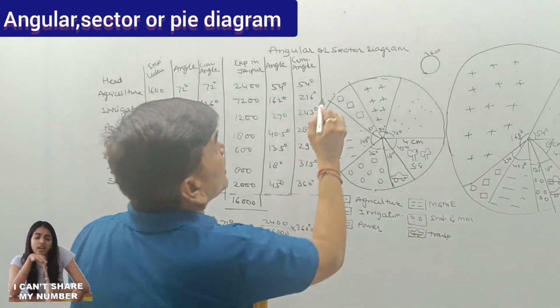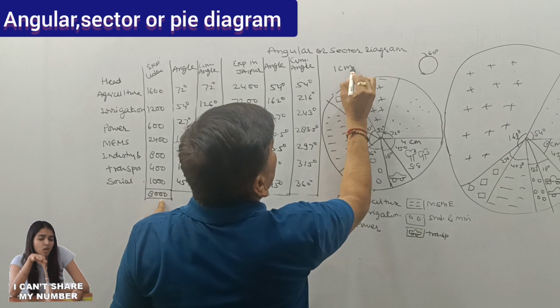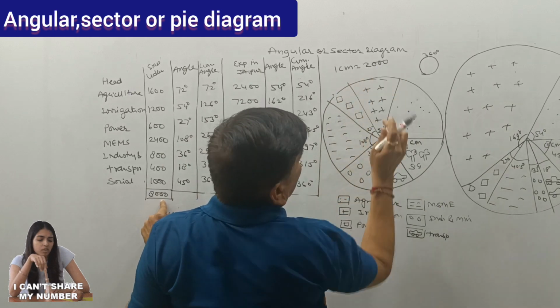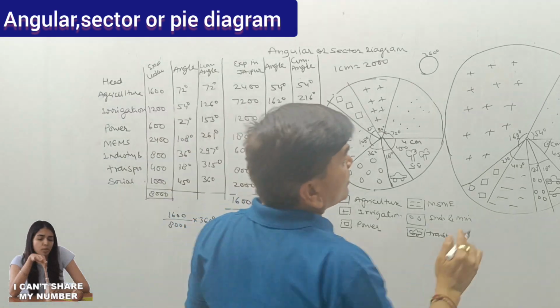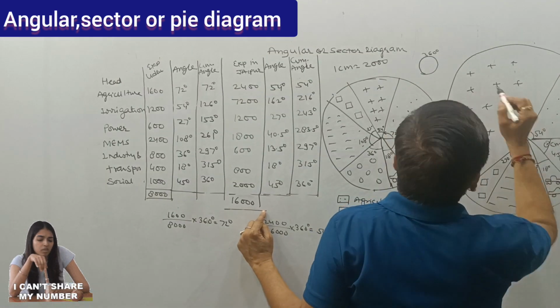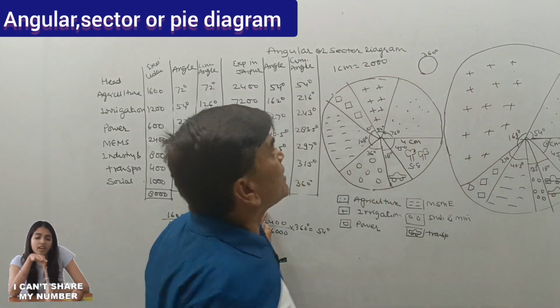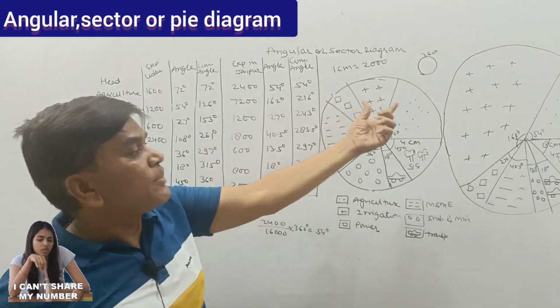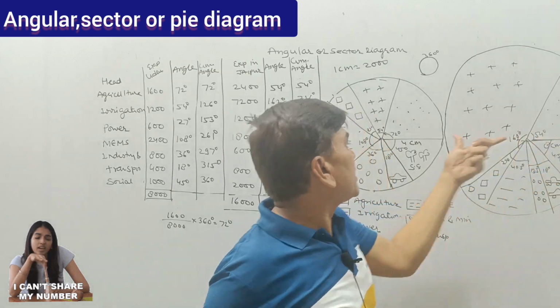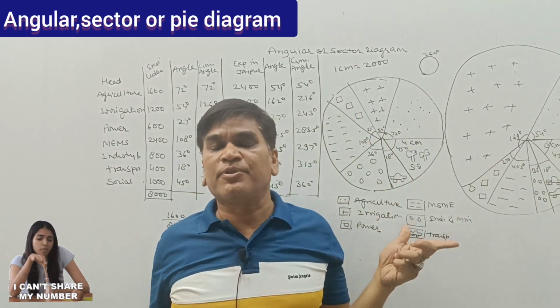Doing so, we have one more thing: this is 8000, so we have the scale 1 centimeter equal to 2000. So here 4 centimeters is over there, and here 16,000 is over there. So we have taken the radius as 8 centimeters because our scale is 1 centimeter to 2000. So 16,000 has 8 centimeters. This radius will be 8 centimeters and this radius will be 4 centimeters.